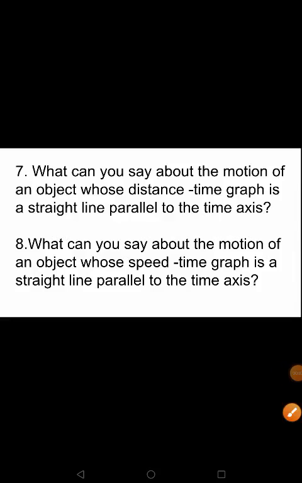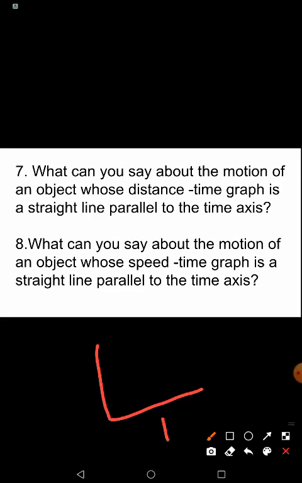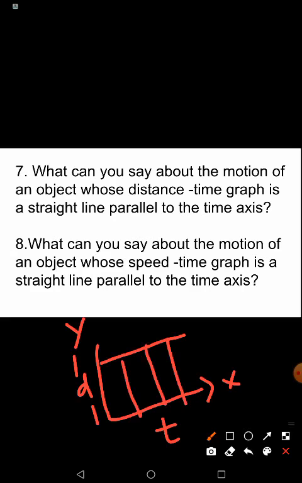The next question now. What can you say about the motion of an object whose distance time graph is a straight line parallel to the time axis? So again, a distance time graph. Time is taken on the x-axis and distance on the y-axis. If it is a straight line parallel to the time axis, the object is not covering any distance. There is no change in distance. Time keeps changing, whereas the distance point remains the same. This says the object is stationary or it is not showing any motion at all.